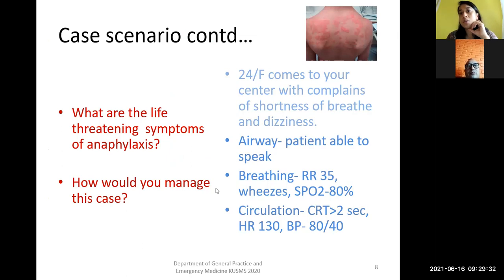So let's continue on to the case. Here is our case that Anmol has already described. Based on that, let's think about what the life-threatening symptoms of anaphylaxis present in this patient are, and as a whole, how would we manage this case? You can pause the video, think, and then replay when you're ready with the answer.